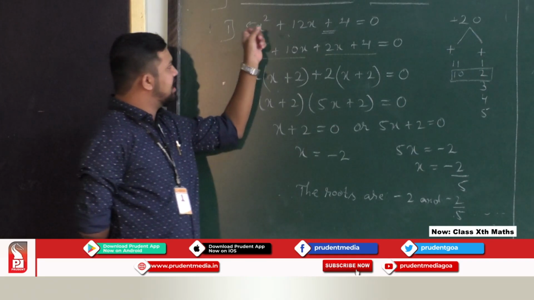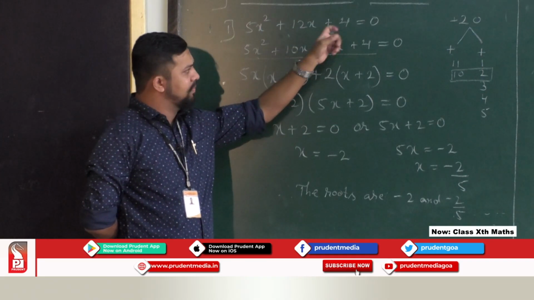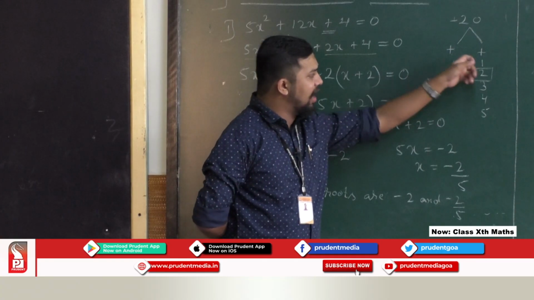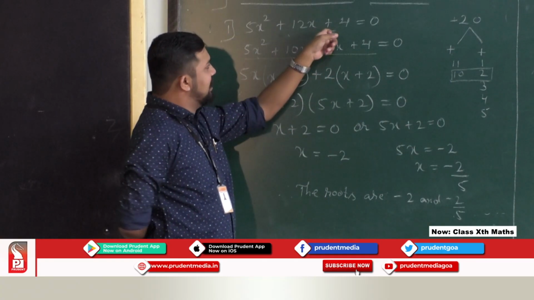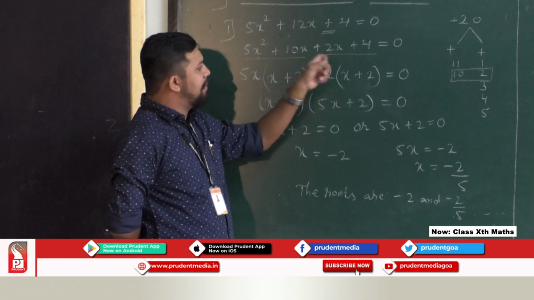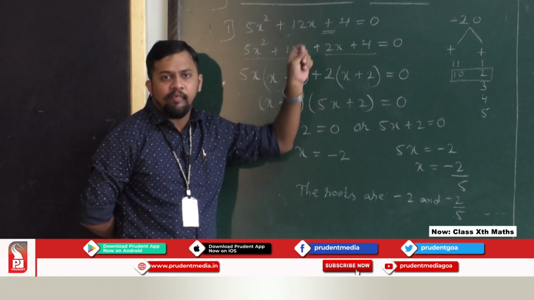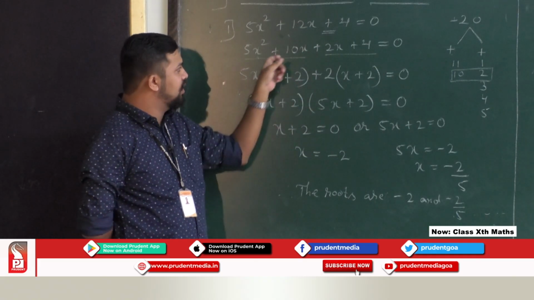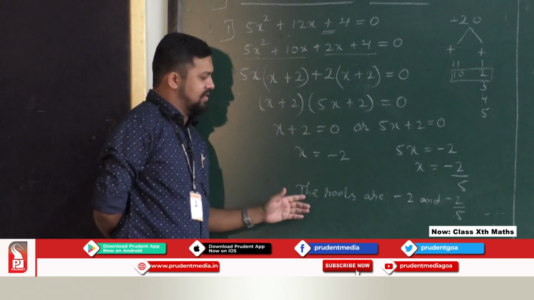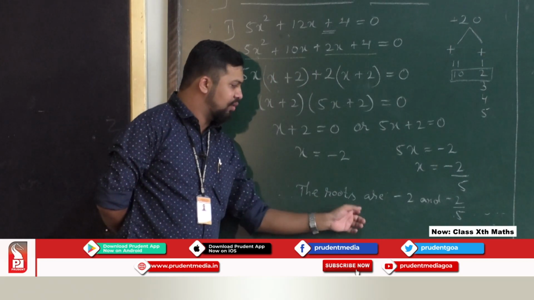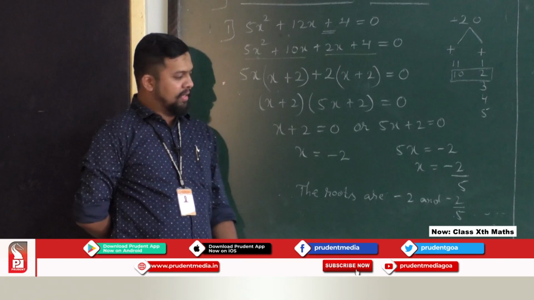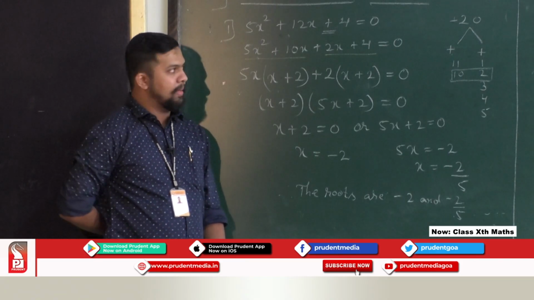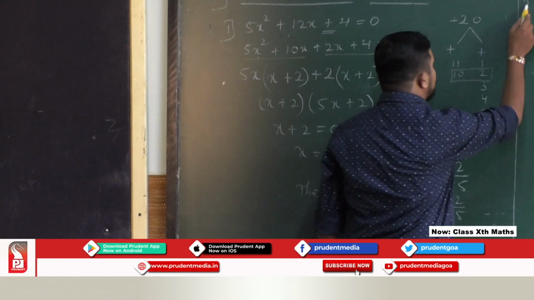So first I multiply the first term with the last term. I got this answer. Then I found the factors. The last term is positive, so what I am doing is decreasing the number by 1, 1, 1. Same way you get the factors, and finally the last statement: the roots are minus 2 and minus 2 by 5. Let me take a second example.